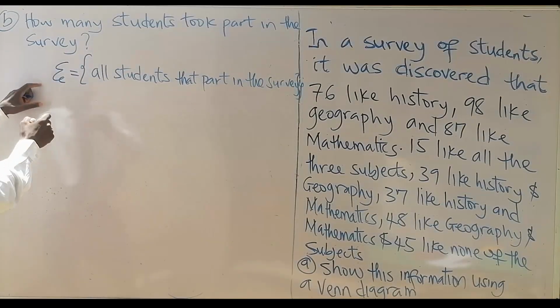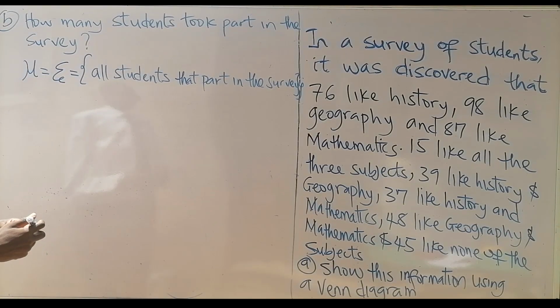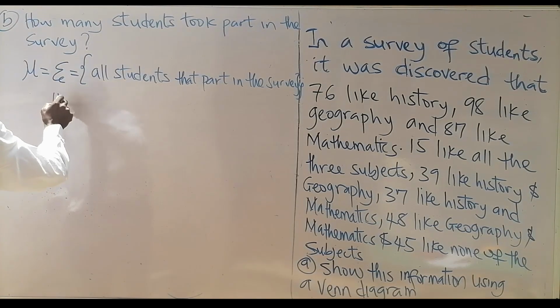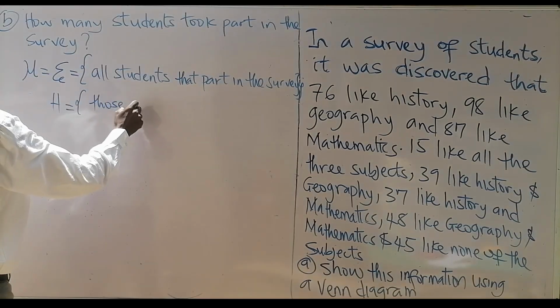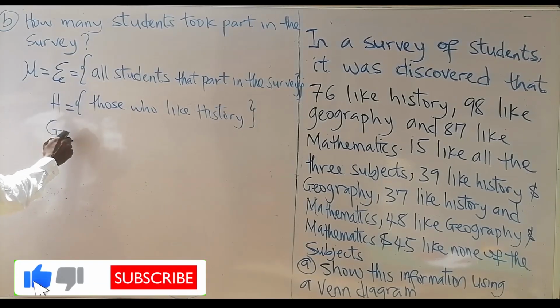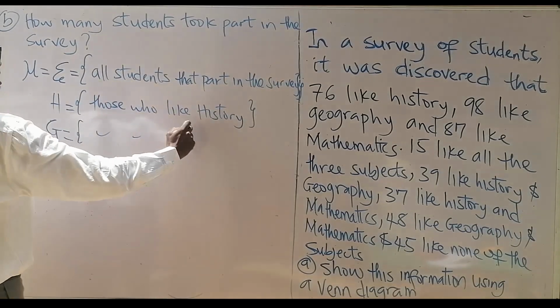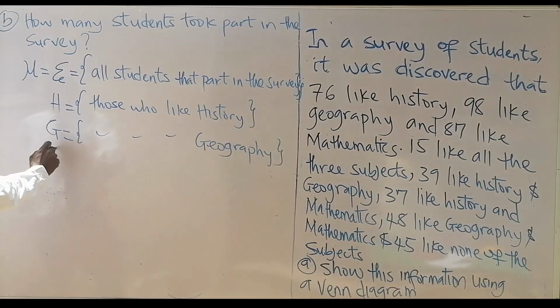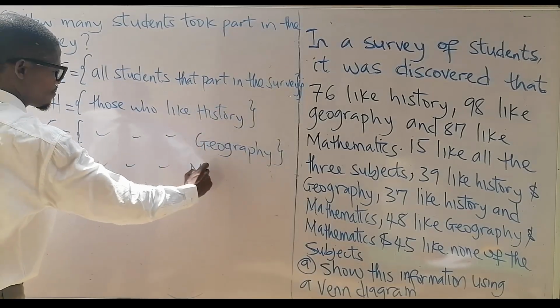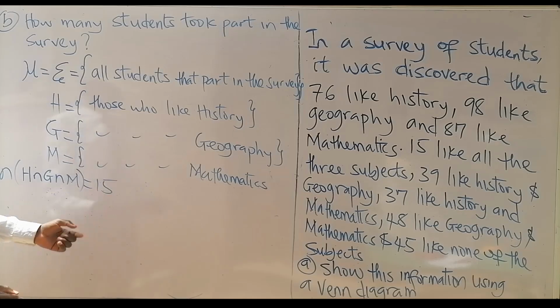That's the universal set. You can use either of these two symbols for your universal set. Then we have history. Let's use H, those who like history. Geography, let's use the capital G. Sets must be in capital letters. So those who like geography. And lastly, let's use M, those who like mathematics. 15 like all the 3 subjects. H intersect G intersect M. That's 15, the number of those that like the 3 subjects.